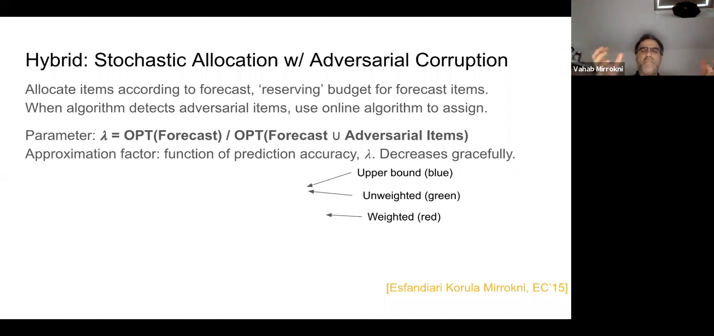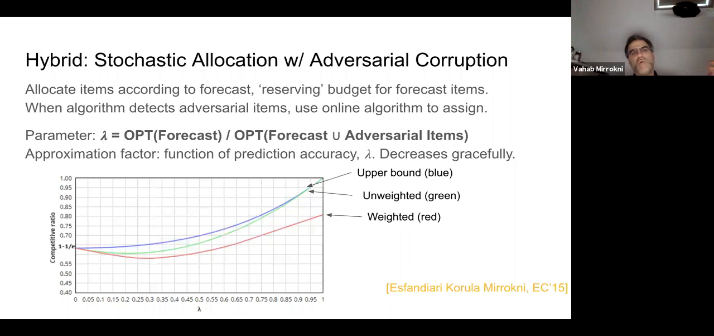The way we model the accuracy of the forecast in this case is we define a parameter lambda. If the input comes according to the forecast, we get an optimum. But the real input that has the adversarial items has another optimum. The ratio between these two is what we call lambda. If lambda is 1, we have a very good forecast. If lambda is 0, then we have a very off forecast. So what we want to make sure is that if the forecast is really good, we get asymptotically optimal, but then the approximation factor should decrease gracefully as lambda goes to 0.